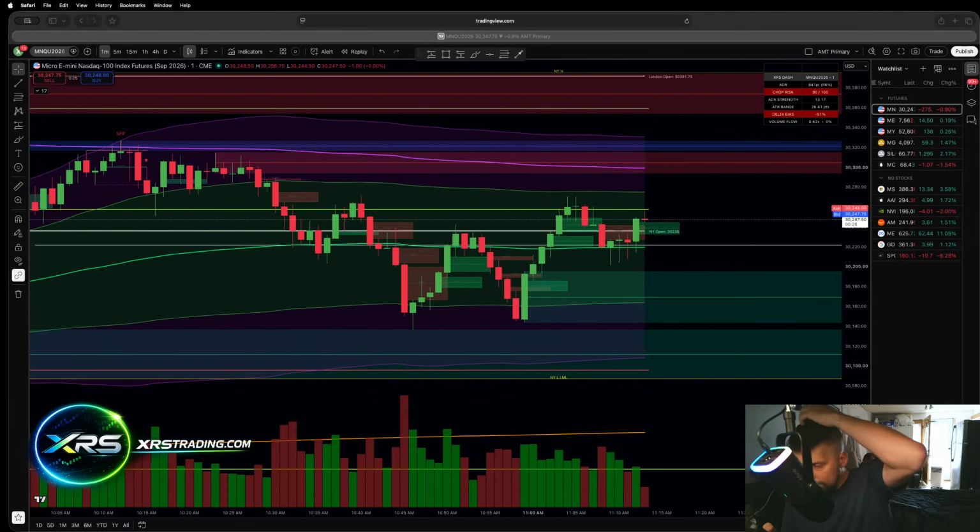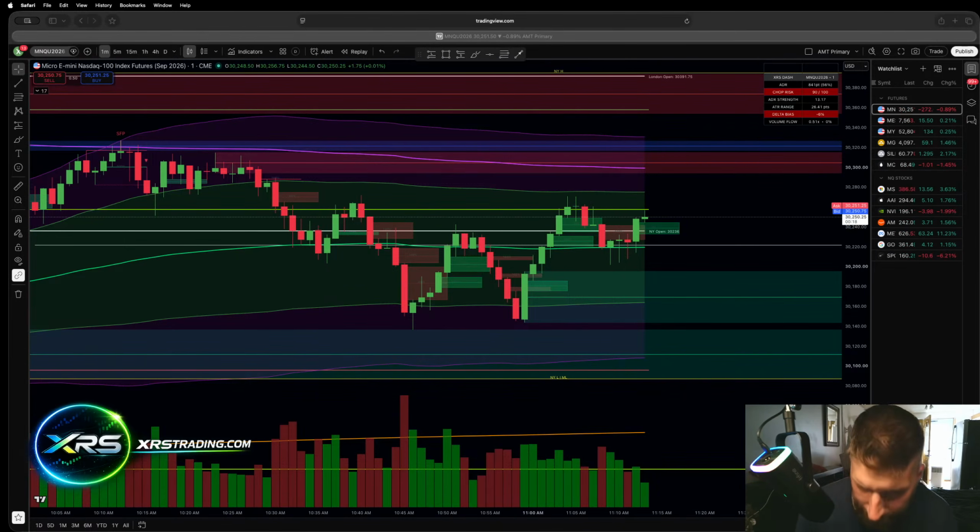Coinbase reported Cantor says Bitcoin bear market may be entering its final stretch. That was from CoinDesk, citing Cantor.